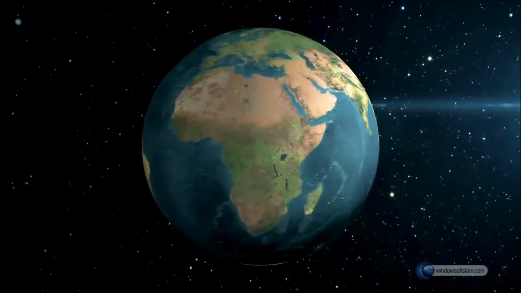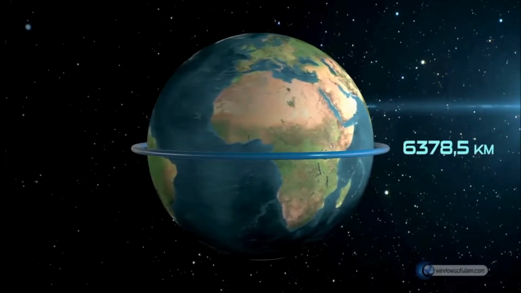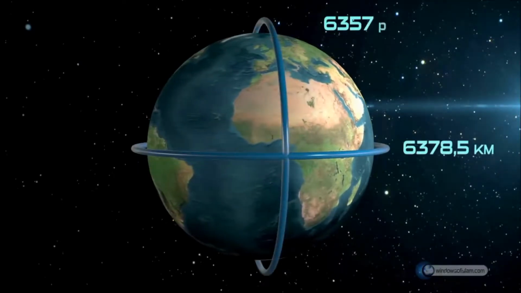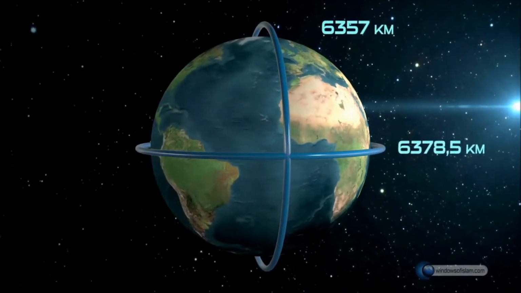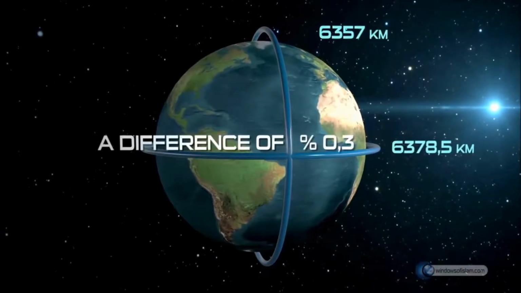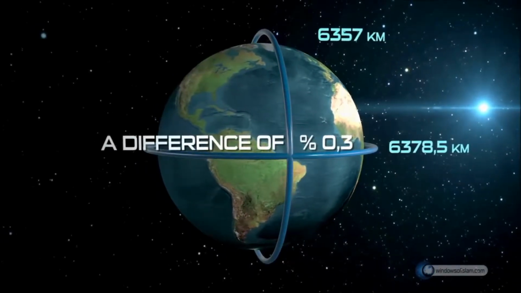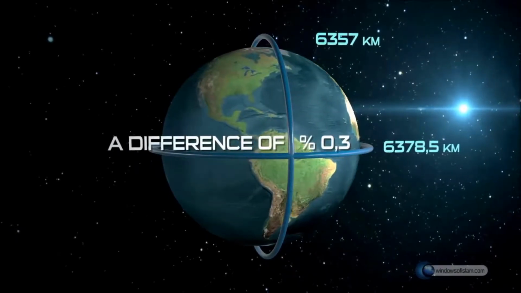According to the information of NASA, while the Earth's equatorial radius is 6,378.5 kilometers, its polar radius is 6,357. This means a difference of 0.3%. Here, there is an indication of this flattening at poles with the following statements from the Qur'an.